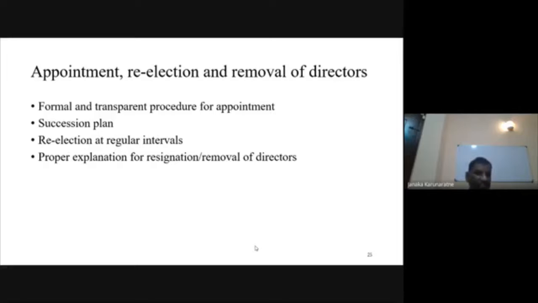Proper explanation for resignation and removal of directors is very important. The right explanation should be given if somebody is resigning from the board, or somebody was asked to resign from the board, or means the removal. There must be a clear explanation given so that no one misunderstands what happened with his resignation or removal, so that it is very transparent. So it's very important to keep these things in mind with respect to your appointments, re-election and removal of directors.